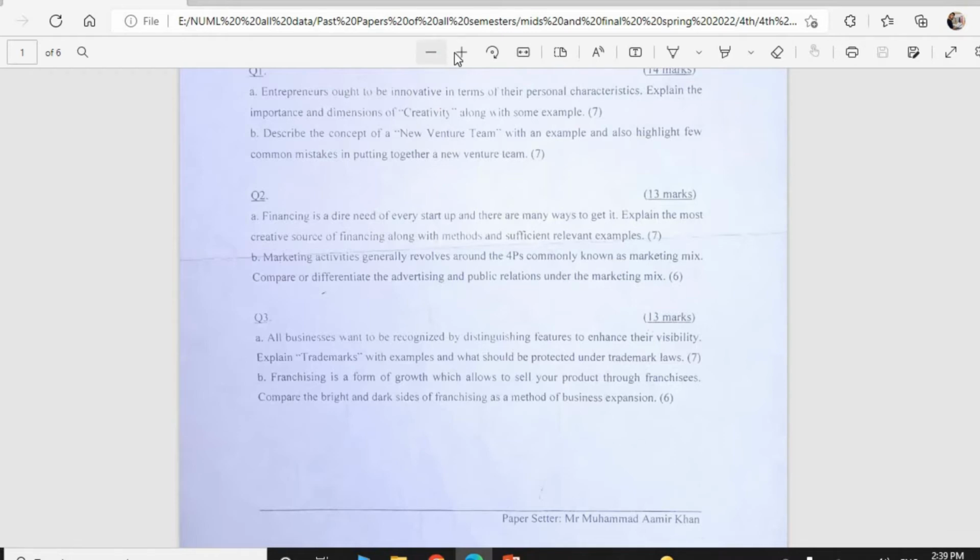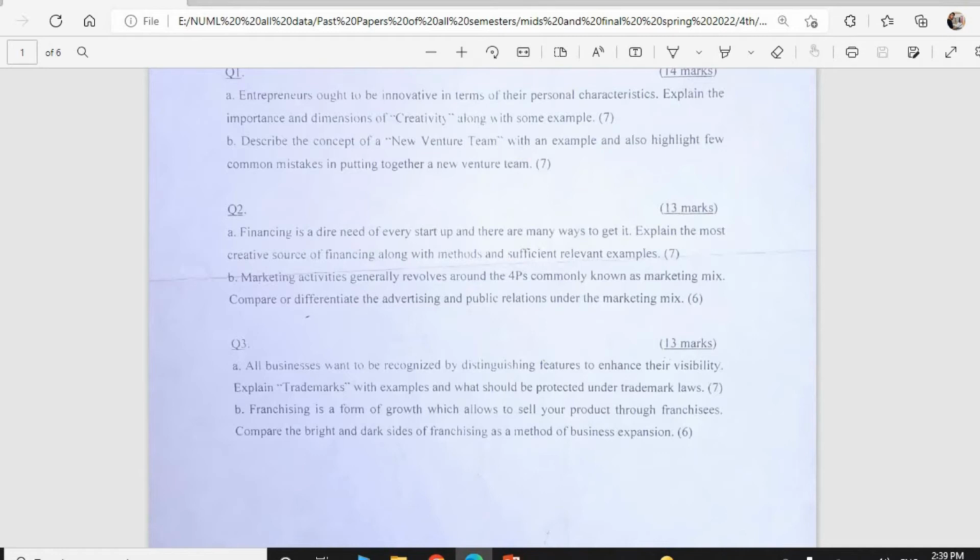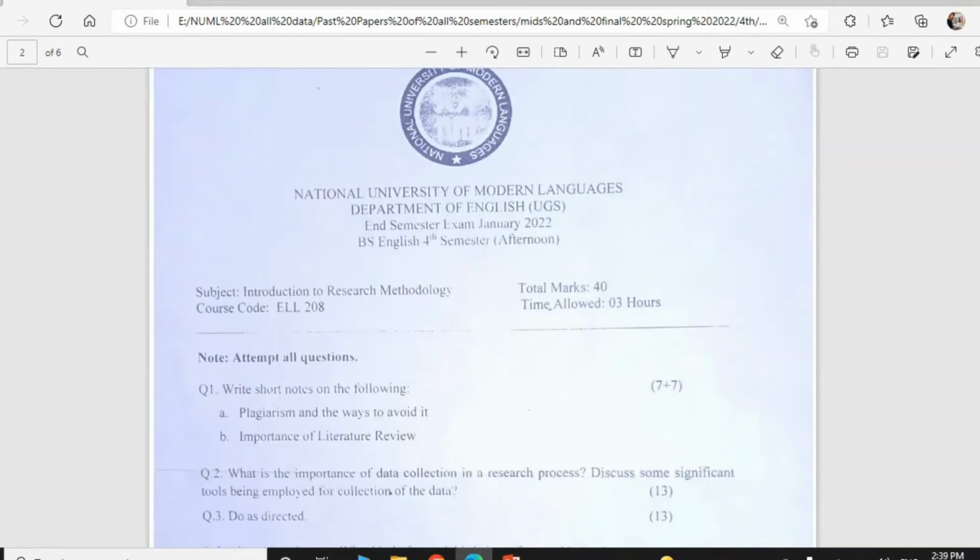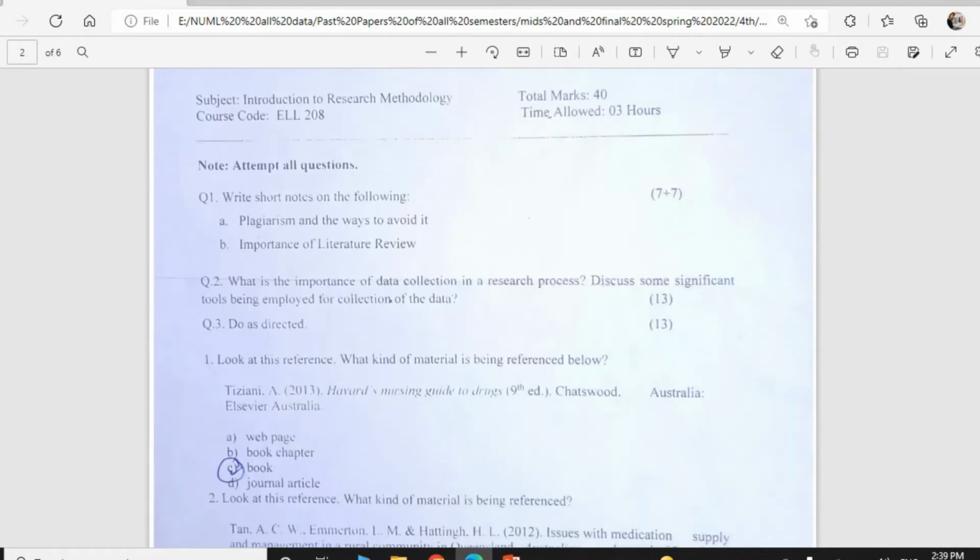Let me zoom it. So this is Introduction to Research Methodology. Question number 1: write short notes on the following. Part A: plagiarism and ways to avoid it. I've covered all the important topics of research methodology on my channel. I've covered all the topics in your course. Part B: importance of literature review. And question number 2: what is the importance of data collection in the research process? Discuss some significant tools employed for the collection of data.